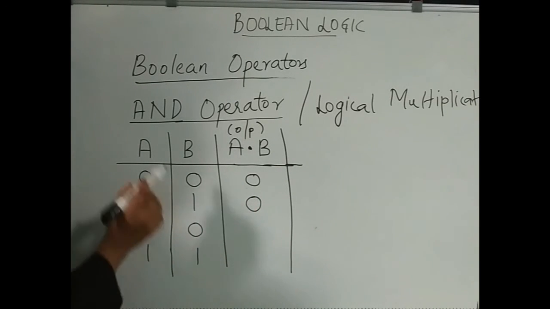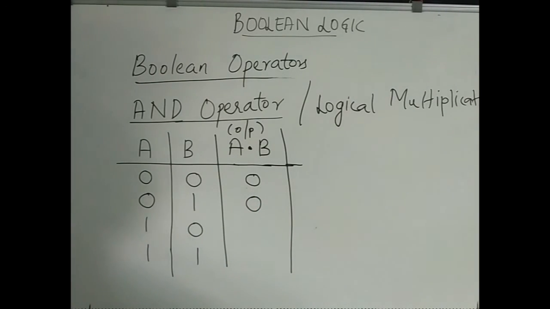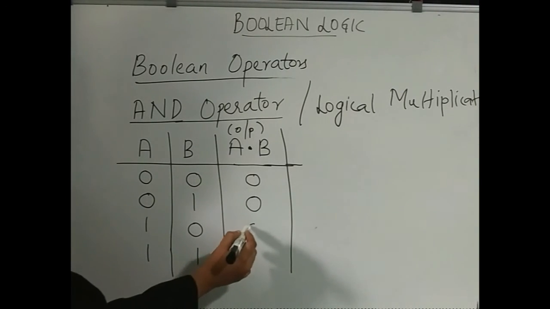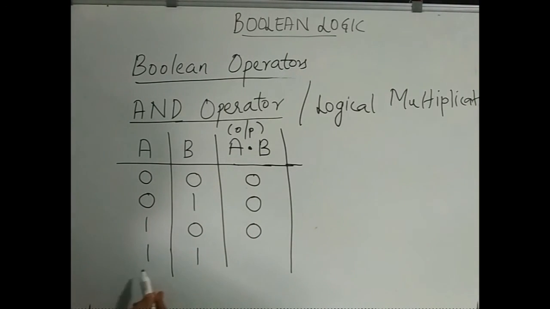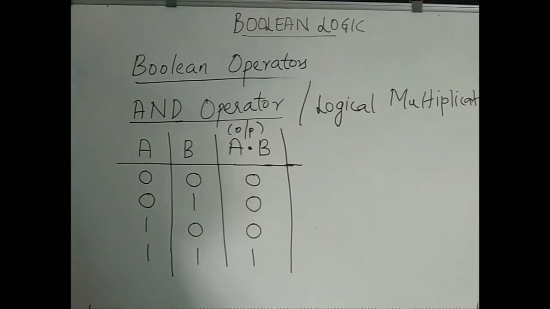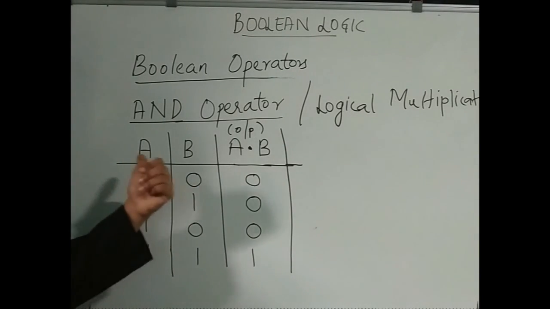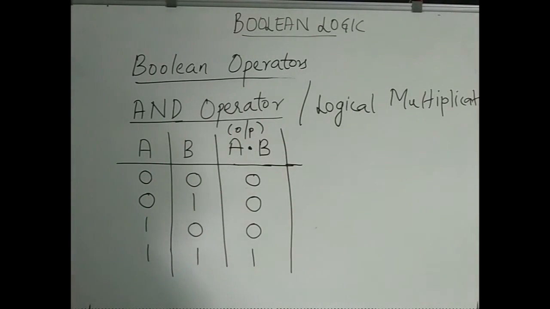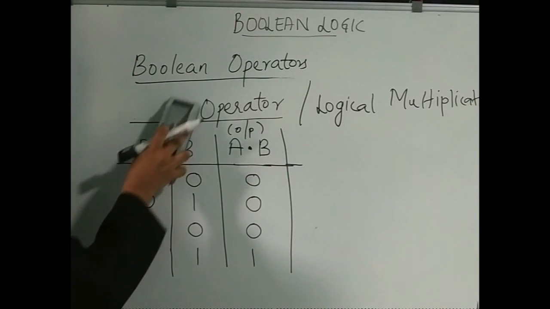Here 1 and 0. Yes, B is having 0. So I have already told that if any one of the inputs is 0, the output will be 0. Here both are 1. So what happens to the output? The output will be 1. So this is the truth table for AND operator. I repeat, if any one of the input is 0, the output will be 0. Okay. Now let us move on to OR operator.